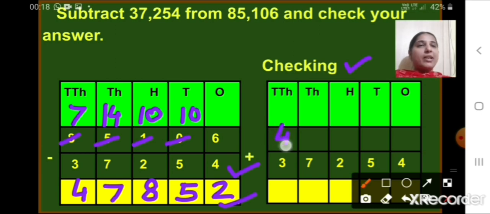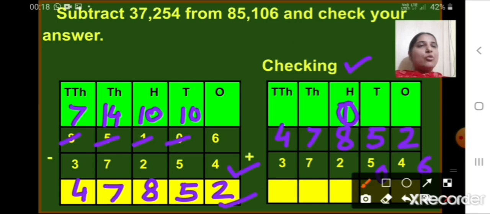So now we'll add this difference to the subtrahend. 47,852 that we will write here. And now let's add. So 4 plus 2, what will we get, children? 6. We'll get 6 here. Then 5 plus 5 will be 10. So 0 we will write here and 1 will be carried over to the hundreds place.